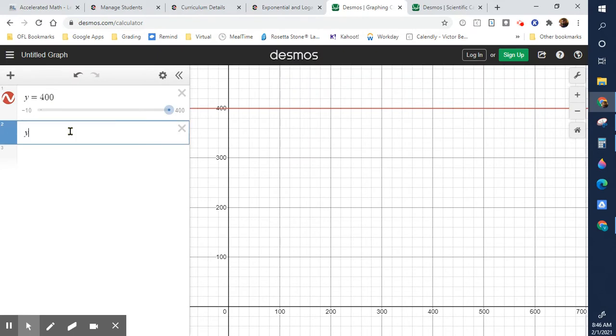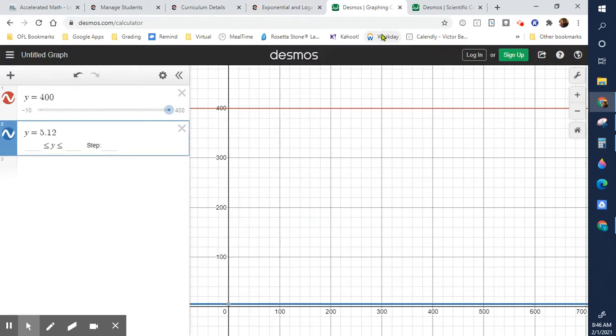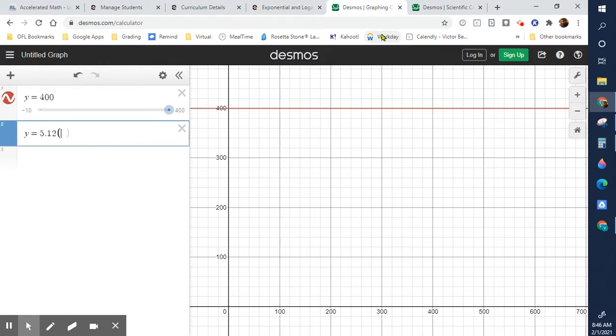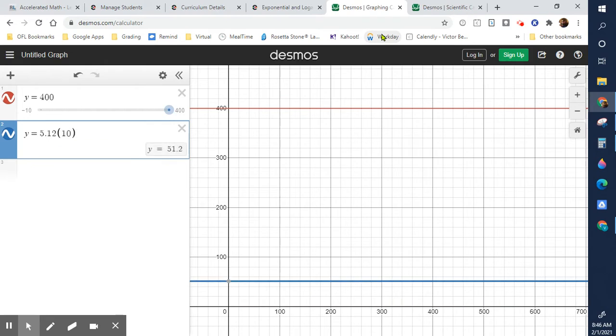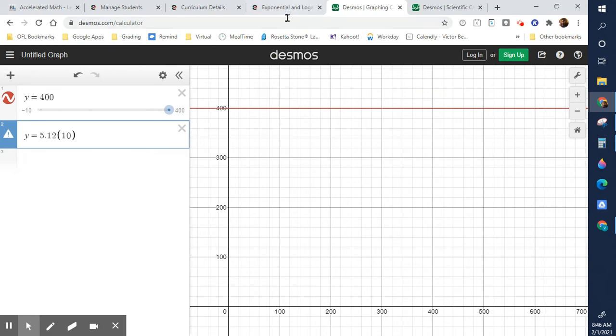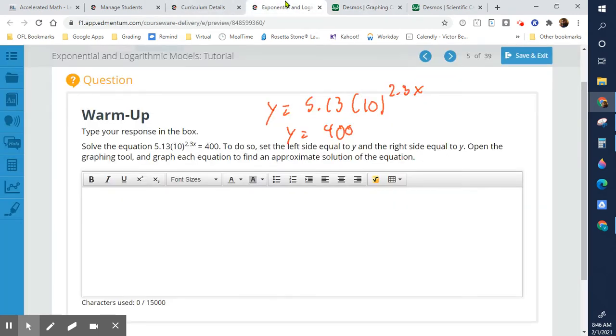Y equals 5.13, parentheses, 10. And then I'm going to press shift 6. Shift 6 puts that little caret, that's the exponent button, and then 2.3x. So that should be it right there.